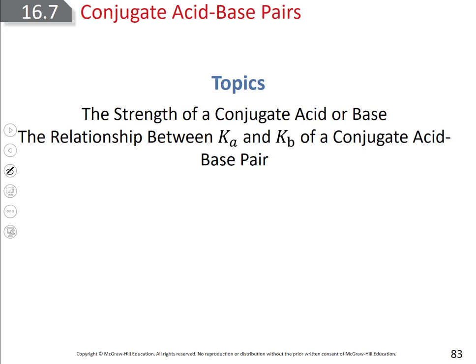So we learned earlier how to write the conjugate acid or conjugate base. Writing the conjugate base of an acid, you remove a hydrogen. Writing the conjugate acid of a base, you just add a hydrogen. Now we're going to talk about the relative strengths of those and what the relationship is between the Ka and Kb when you're dealing with conjugate acid-base pairs.